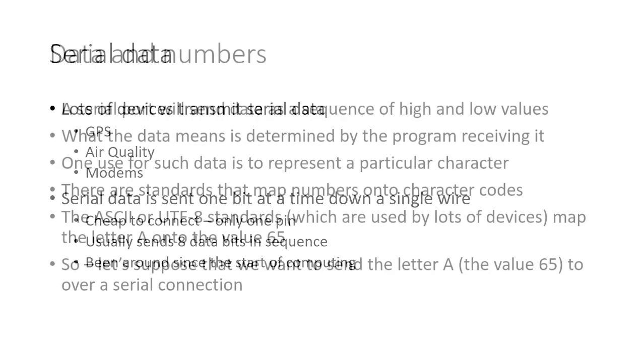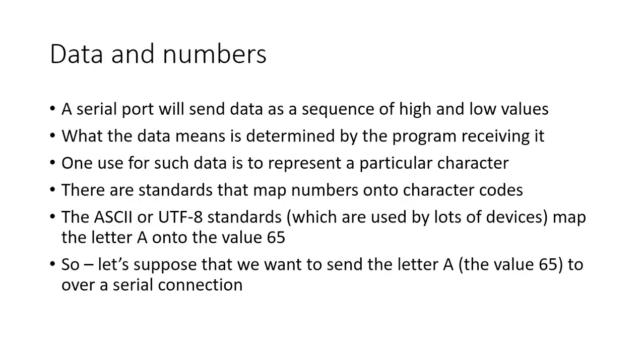Okay, so as far as a data port is concerned, it doesn't really talk about numbers. It talks about things as high and low. A line can either be at a high state, which usually has a voltage of about 5 volts or 12 or whatever, or a low state. What the data means when it's received depends on the program receiving it. We often talk in terms of serial data as being text data. This isn't always the case, but we do have a bunch of standards that map numbers onto character codes.